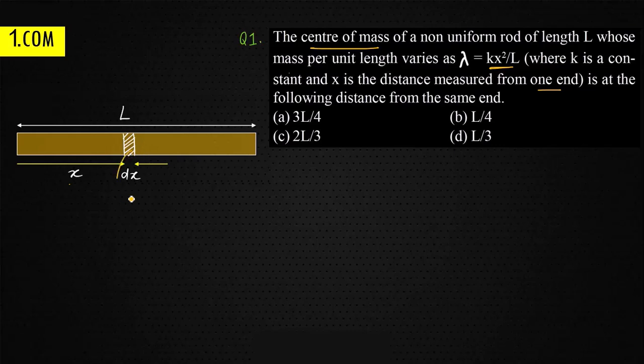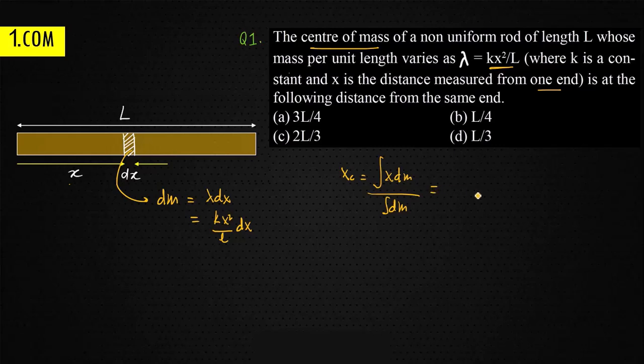Now what is this dm? For this situation dm should be equal to lambda times dx. Now lambda here is not constant. So lambda is given as kx square by L, into dx. So this is our dm. Once I get the dm, I can write the formula for the center of mass. What is the x center of mass? X center of mass is equal to integration of x dm divided by integration of dm.